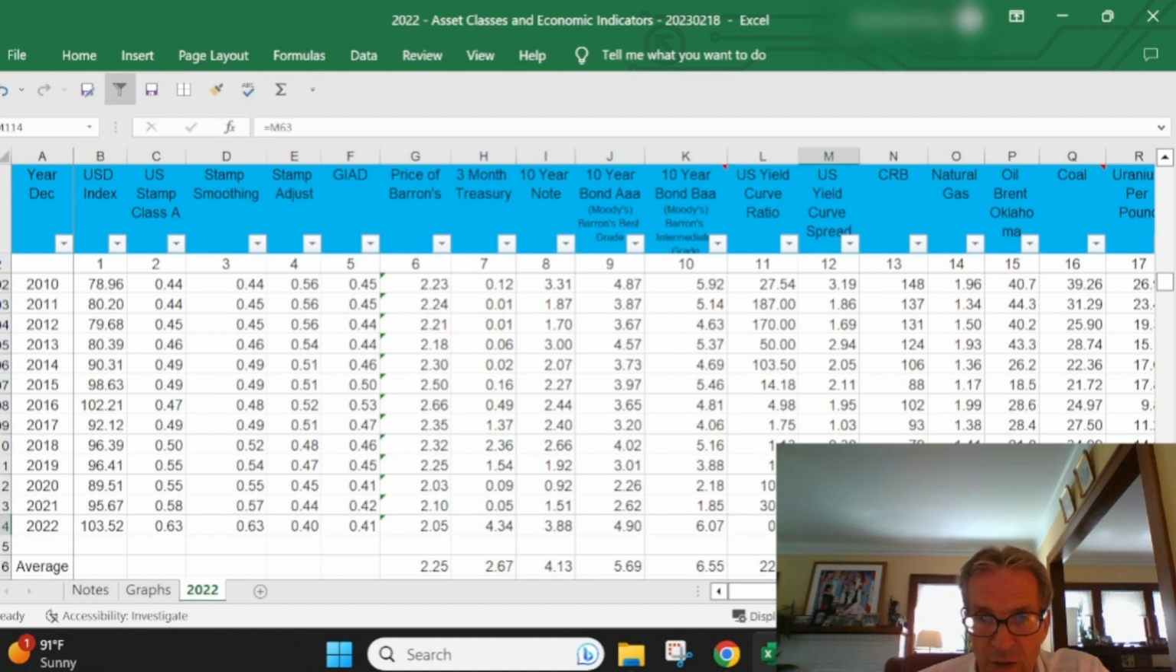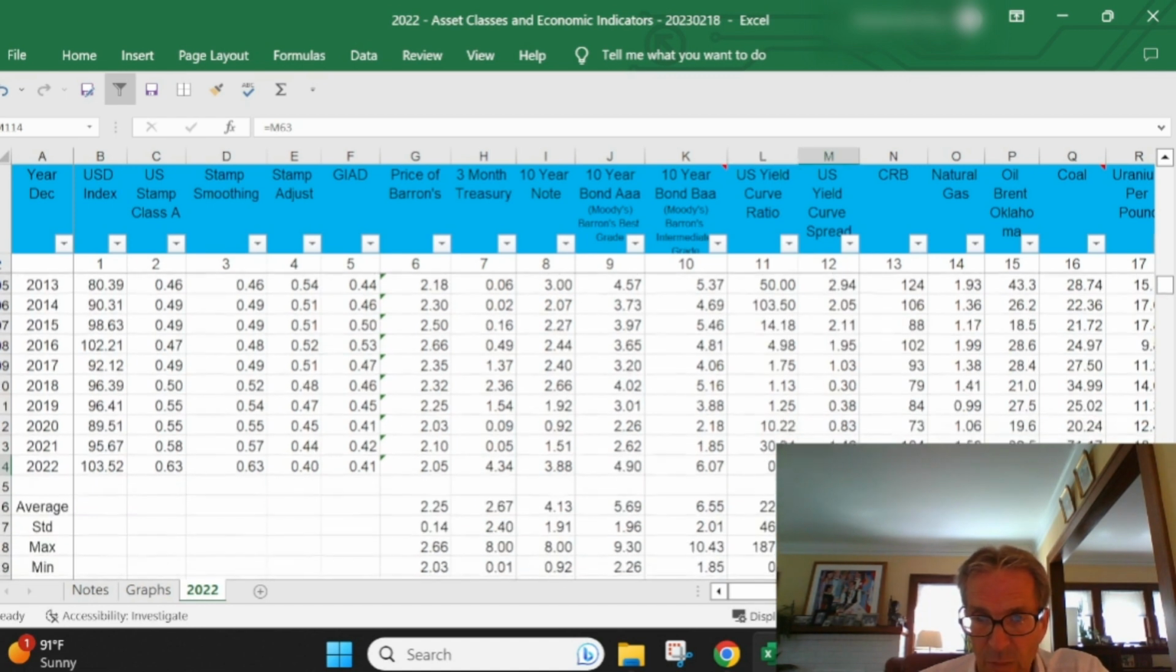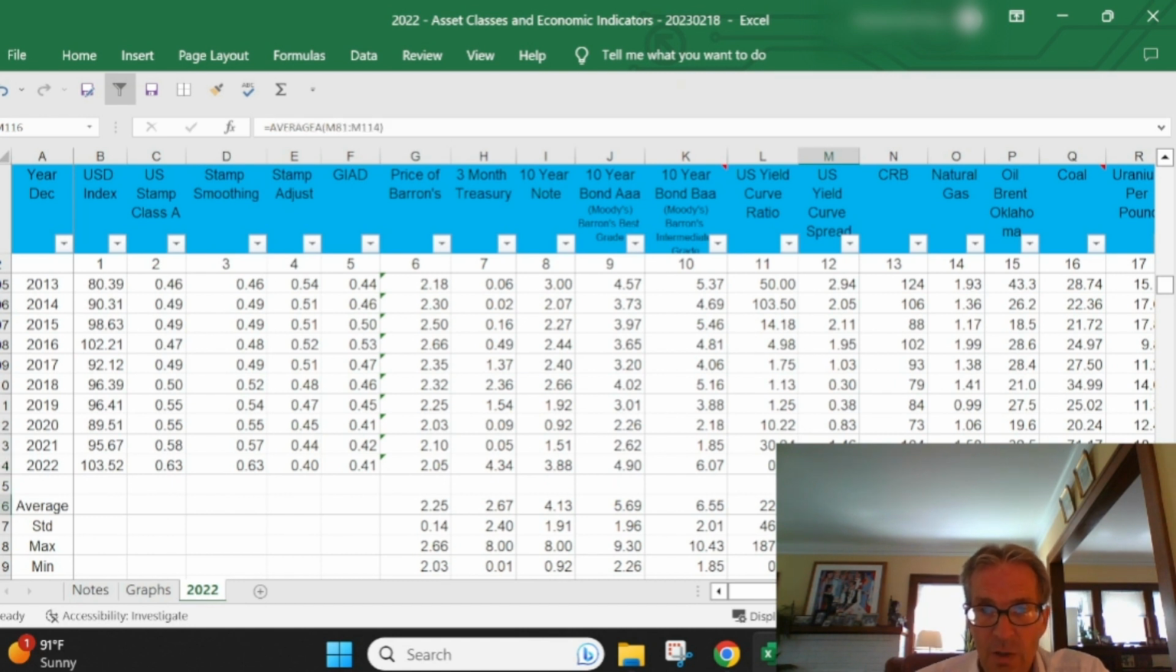The U.S. yield curve spread, this is what you've heard talked about many times in the news. It's basically the 10-year bond yield minus the 3-month Treasury bill. So the average good economy is at 1.45. So that it's humming along.